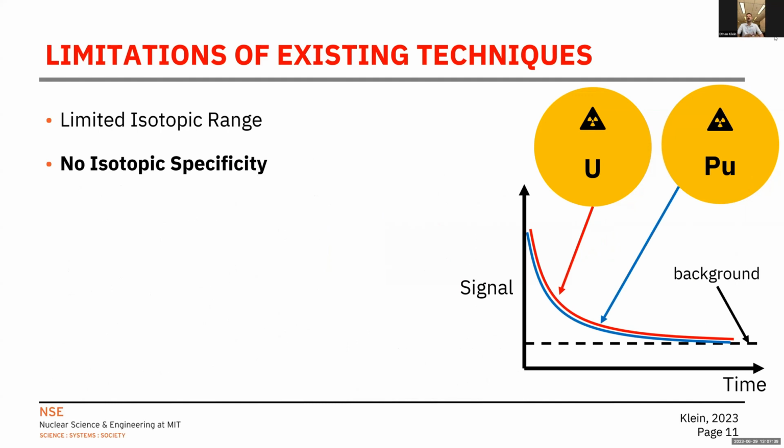Another limitation is that your technique may not have isotopic specificity. So although you may be able to get a signal from both uranium and plutonium relative to background that says, hey, I think I have some material of interest here, you may not be able to distinguish between those specific isotopes because the signal won't be that different for the two. So you may be able to detect total fissile mass without differentiating between uranium and plutonium, which may be a capability that you would like to have.